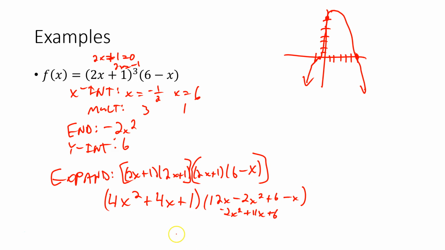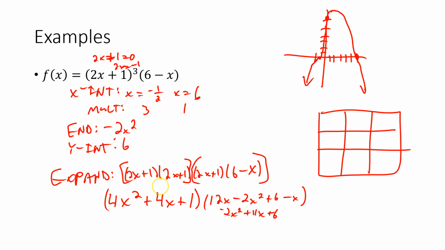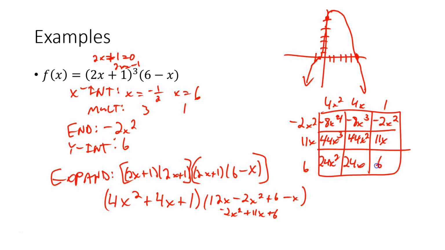Now to multiply these together, we can make a box, or you can do it one at a time. Let's make a box over here. It's going to be 3 by 3. 4x squared plus 4x plus 1. And then we have negative 2x squared plus 11x plus 6. So that looks like negative 8x to the 4th, minus 8x cubed, minus 2x squared. Here we're going to have 44x cubed, 44x squared, and 11x. Then down here we have 24x squared, 24x, and 6.